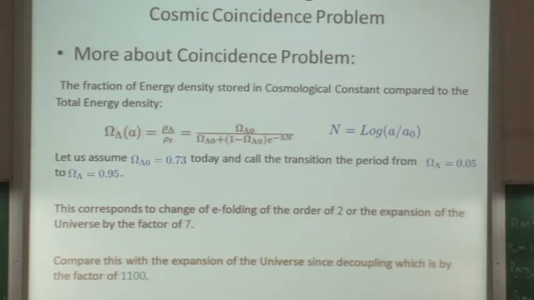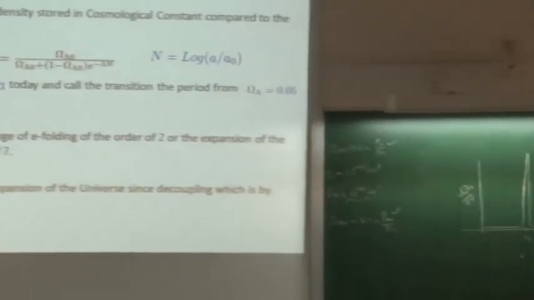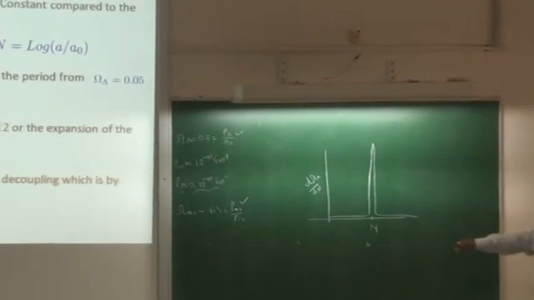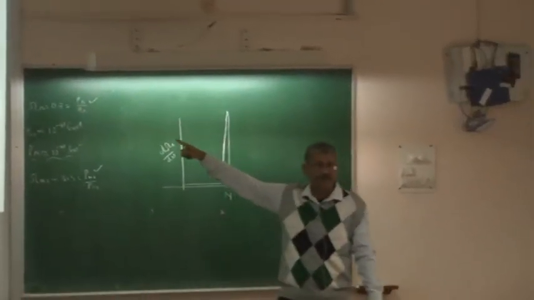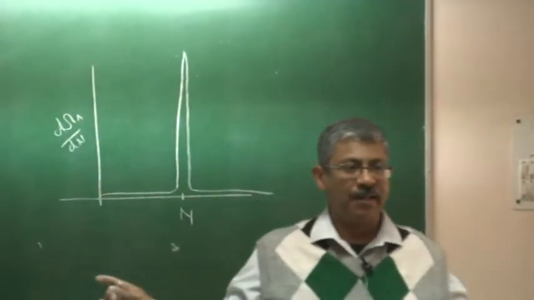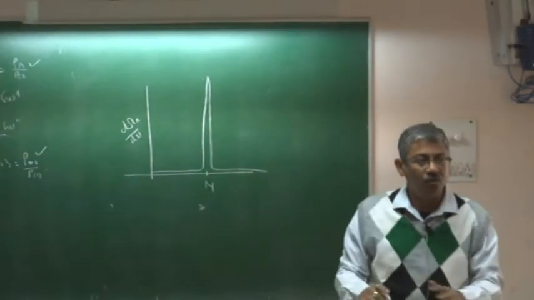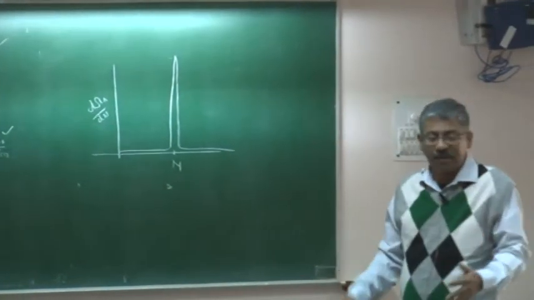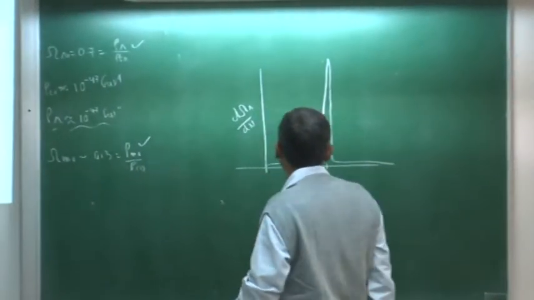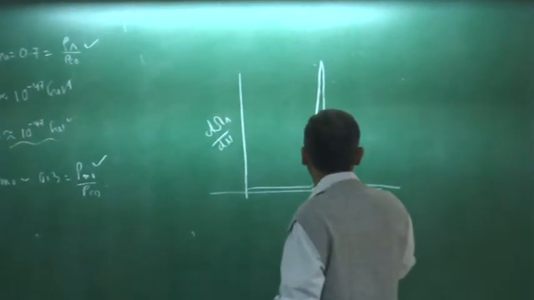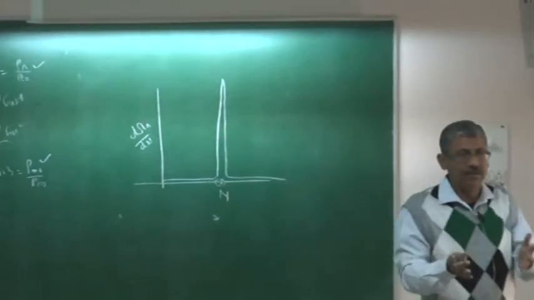Like if you draw a graph, if I plot d omega lambda by dN, and this is my N equal to 0 around the present time, it seems to look like this. It only has a sharp peak around the present time. Other than that, at every other time in the universe, there is no change or no evolution of omega lambda. So sometimes you call it a cosmic coincidence problem: why is the present time so special that all these changes only happen around the present epoch?